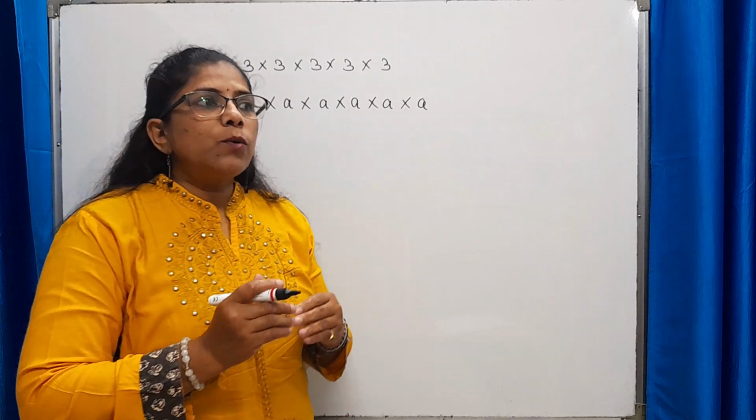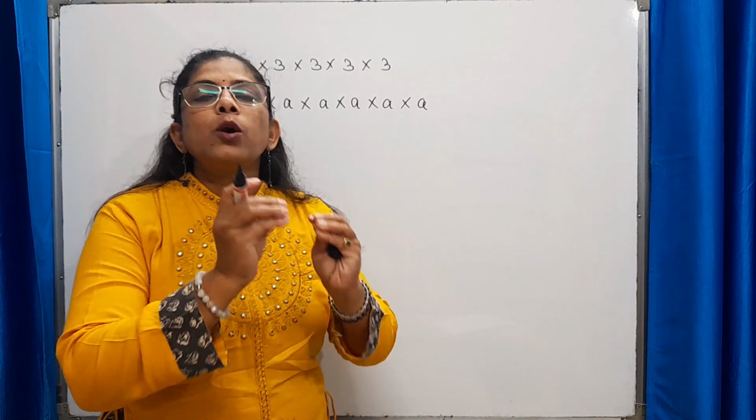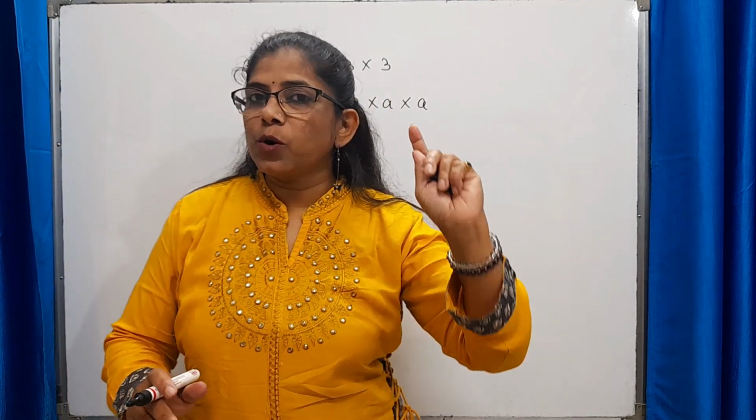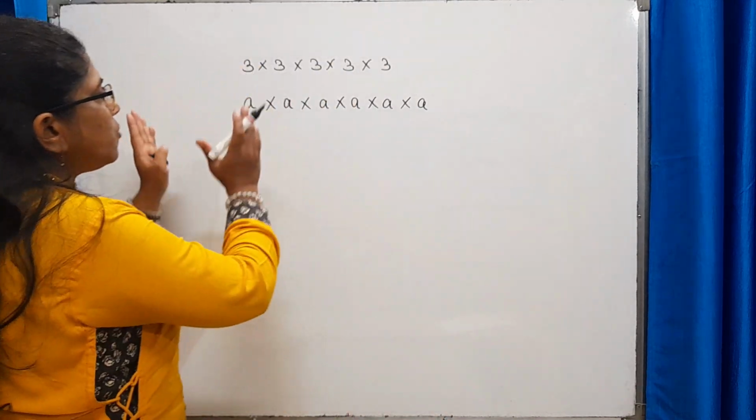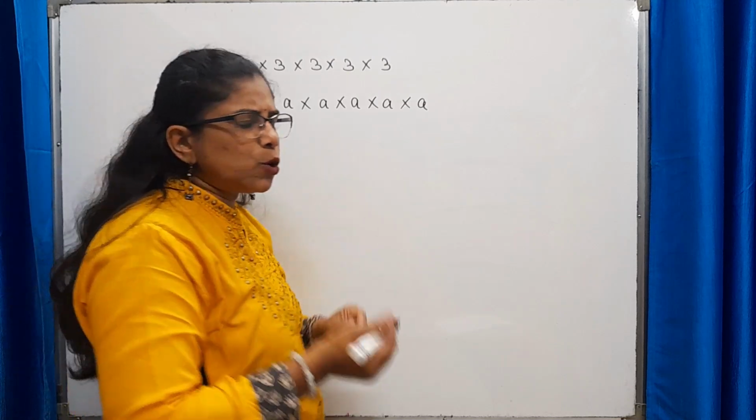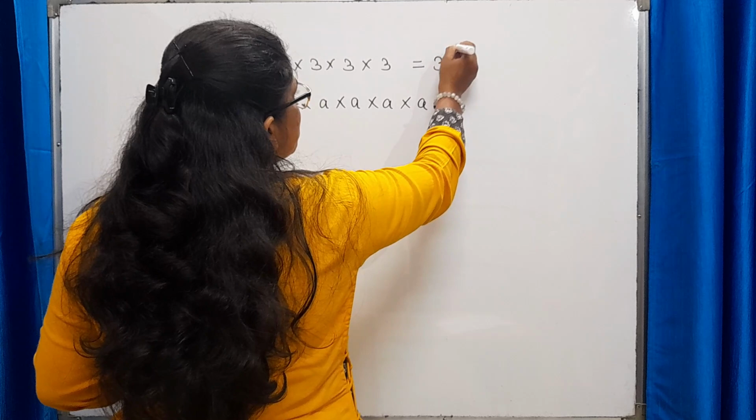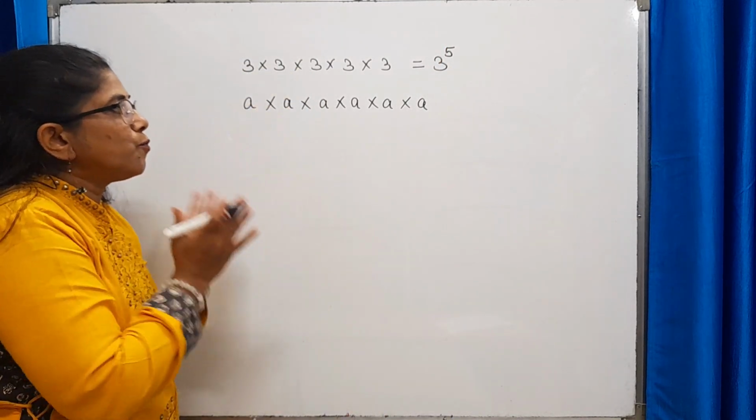So first of all, what is exponent? Exponent is the shortcut way of expressing this repeated multiplication of the same term. Means what? Here 3 we are multiplying 5 times. So how can we express this in shortcut way? We can write this as 3 to the power of 5. Yes, we read it as 3 to the power of 5.